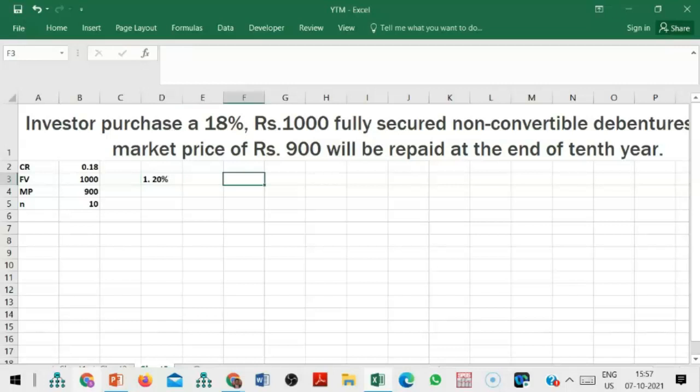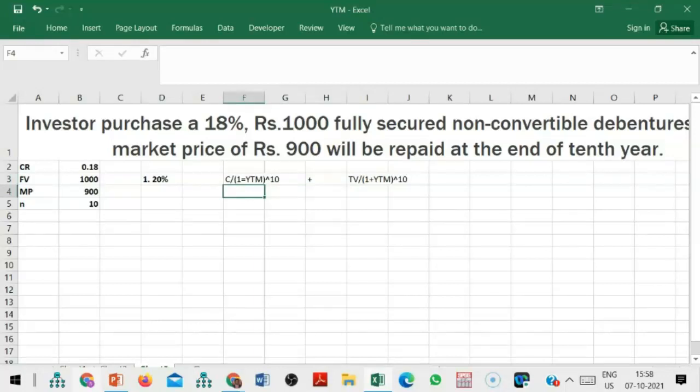What formula can be applied for this purpose? It is C divided by 1 plus yield to maturity to the power T, where in this problem T is 10. It is added together with the terminal value divided by 1 plus yield to maturity to the power 10.